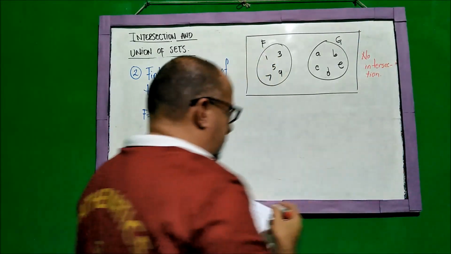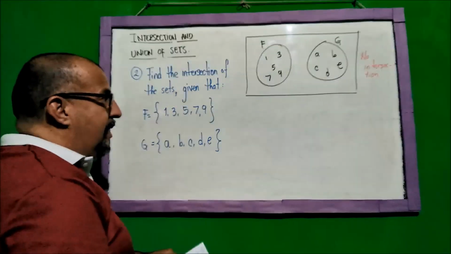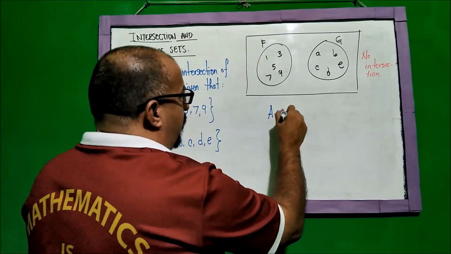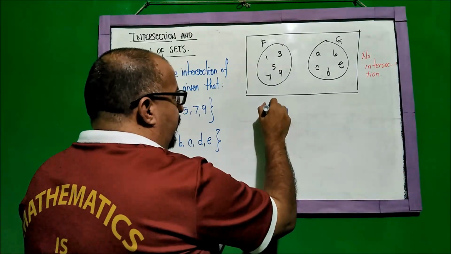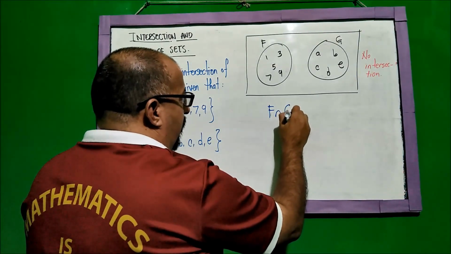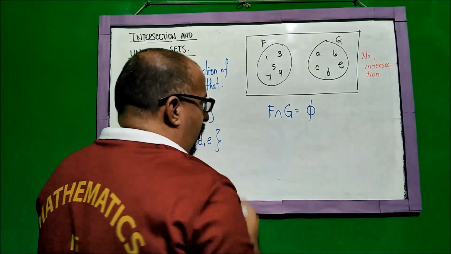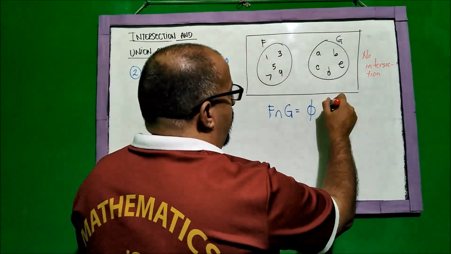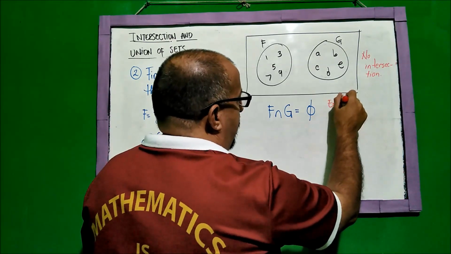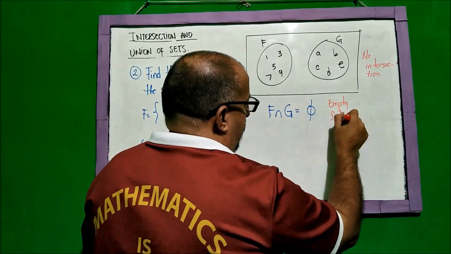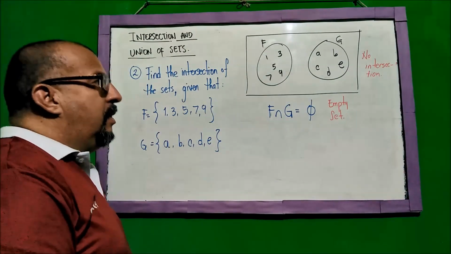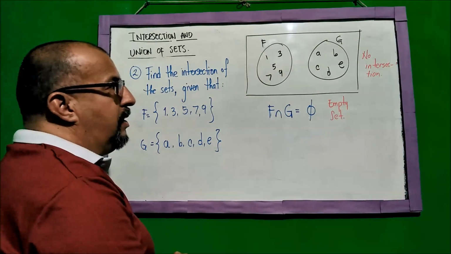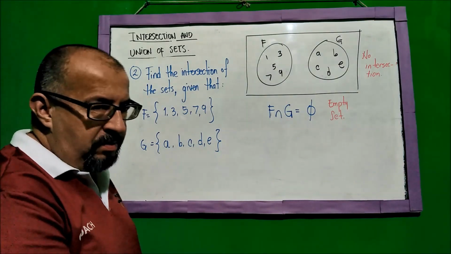No intersection between the sets. And if we have no intersection, then the answer to this problem, A intersection B, F intersection G, will be what is called the empty set. Empty set means there are no elements in common between them. So this case will be an empty set. Why? Because we don't have absolutely anything in common between them. So this is the symbol that will represent no intersection at all between the elements.